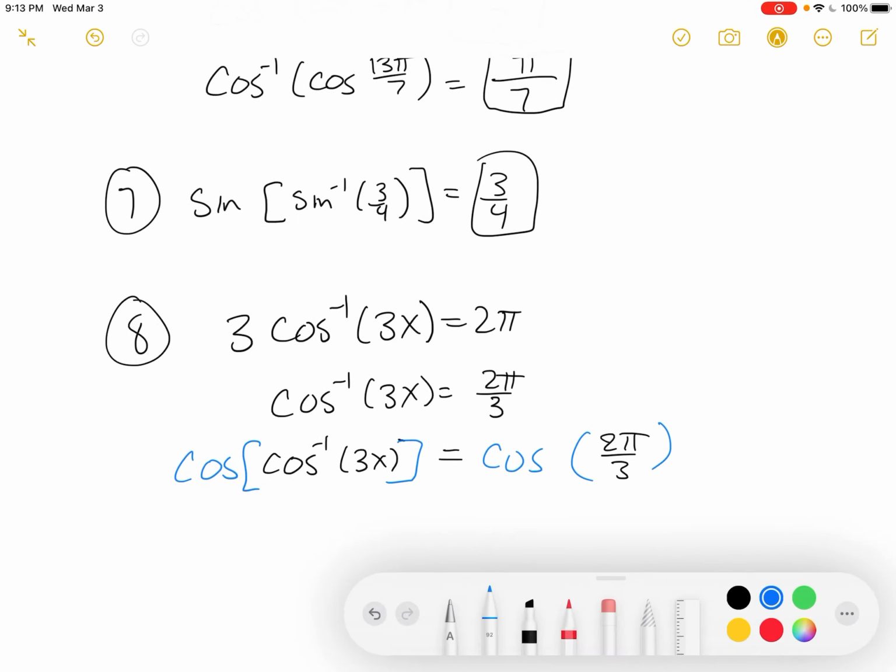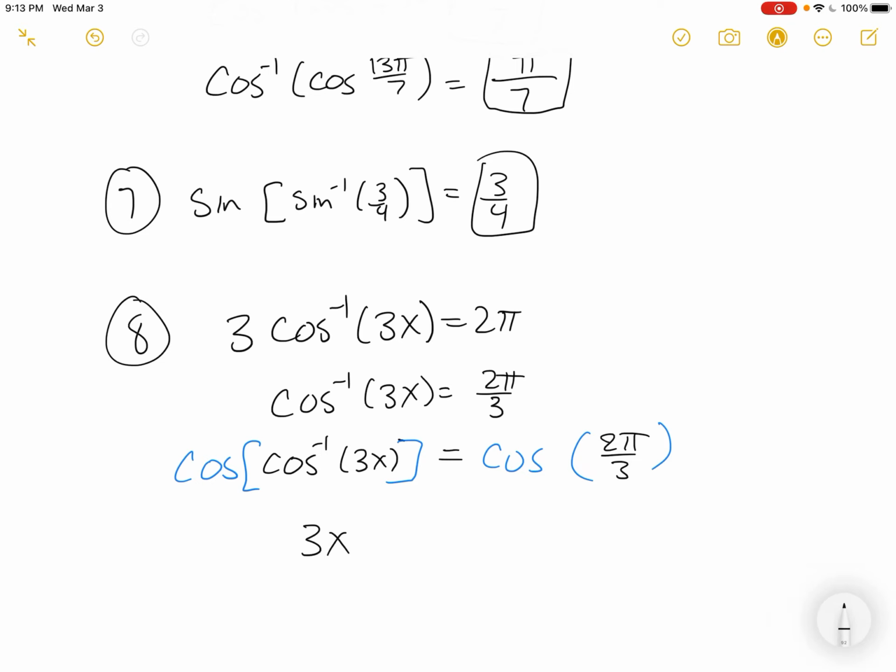So what do we get out of this? We get a nice 3x on this side because they undo one another perfectly that way. Because remember, it's the cosine. Cosine doesn't have a limited domain or limited range. It's cosine inverse, so I don't even have to think. And cosine of 2 pi over 3, let's think about that. Cosine of 2 pi over 3 is, sine of a pi over 3 angle is root 3 over 2, so cosine is 1/2. It's in the second quadrant, and so it's a positive 1/2 coming out of that.